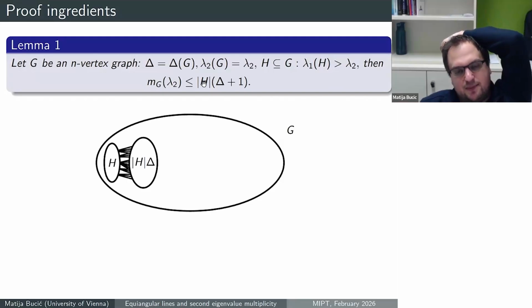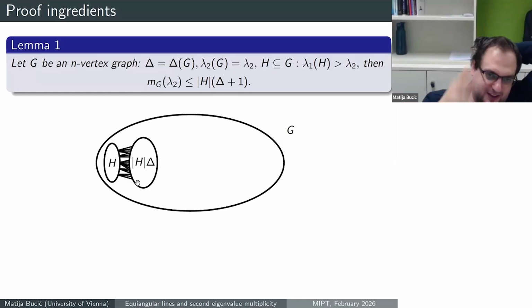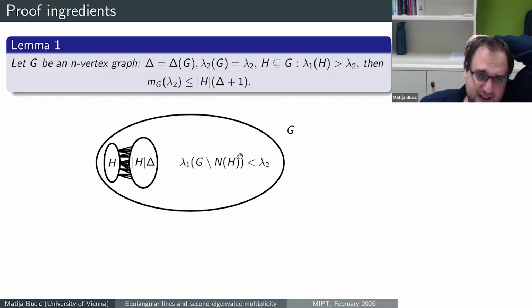Now, this is a rather simple lemma once you decide to prove it, so let me just sketch how the proof works. What we'll do is look at this subgraph and expand it once. So you get at most delta times the number of vertices of H many extra vertices. So now the total number of reached vertices is precisely this right-hand side. And this is what we will apply Cauchy interlacing to. Essentially, we'll delete it, and then argue something about the rest, because I'll explain in a moment that the rest of the graph needs to have its largest eigenvalue strictly less than lambda 2.